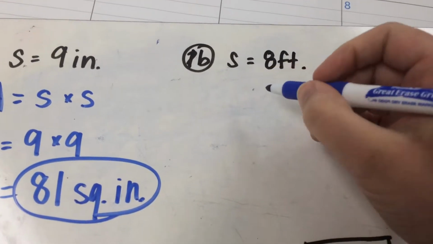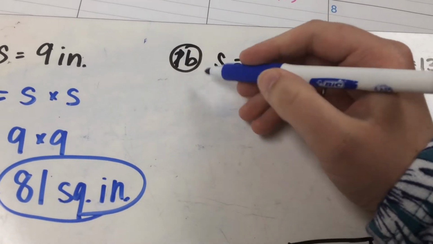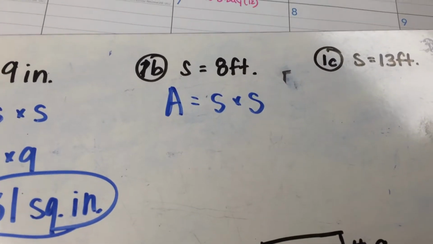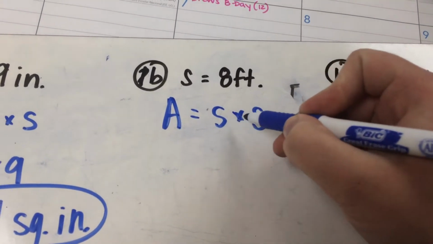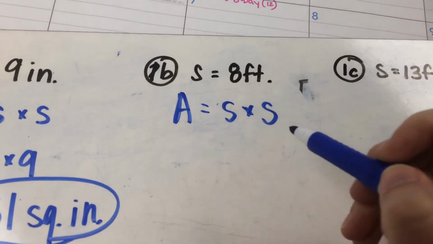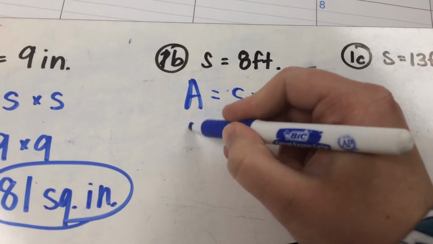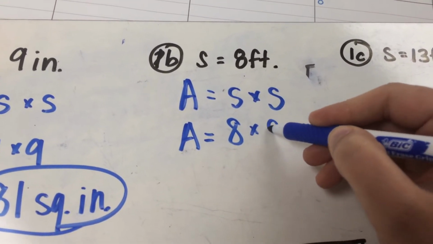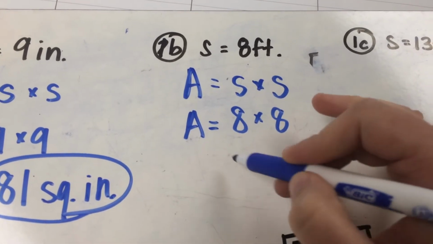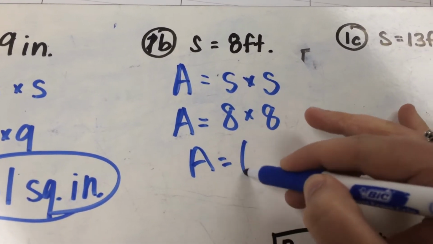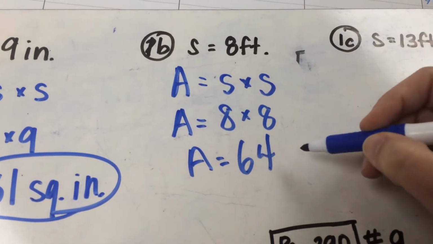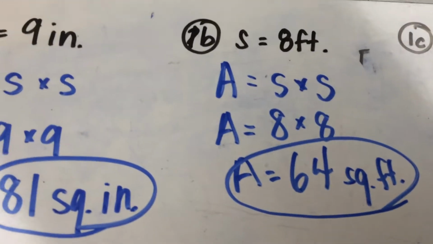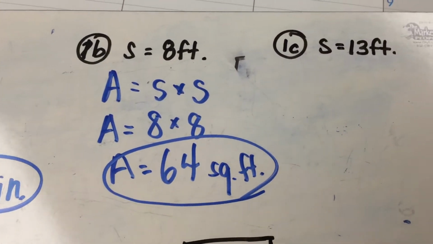All right, the next one, our side is 8 feet. So we always start by writing down our formula as we have it memorized. A equals S times S, or area equals side times side. One of our sides is 8 feet, which means all other sides are 8 feet. So we copy down A equals 8 times 8. And 8 times 8 is what? 64. So A equals 64, not feet, it is square feet. Okay, pretty basic, not too hard. It's just simple multiplication with your double multiplication.